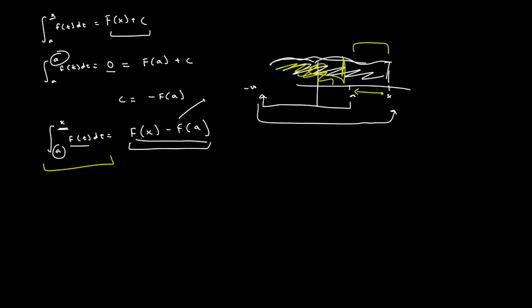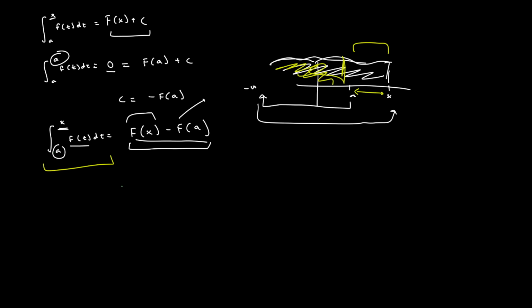We still don't know how to find the antiderivative function, but we'll find out all of that later. But if we have the antiderivative function, we can simply take and evaluate the antiderivative function at x and subtract off the evaluation of it at a, and that'll give us what this thing evaluates to.